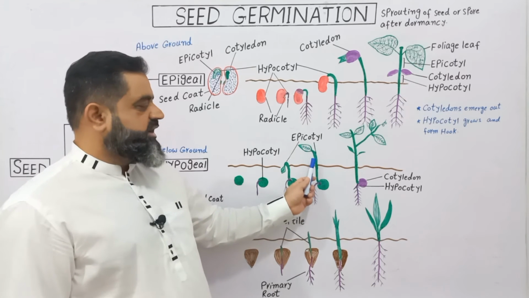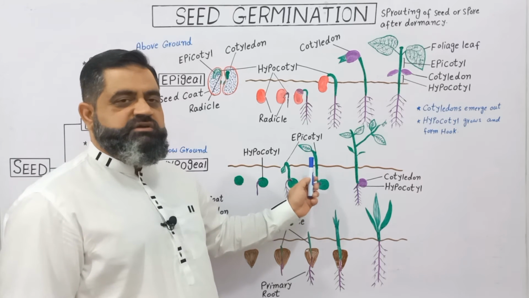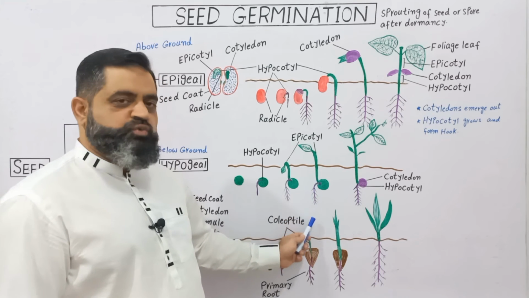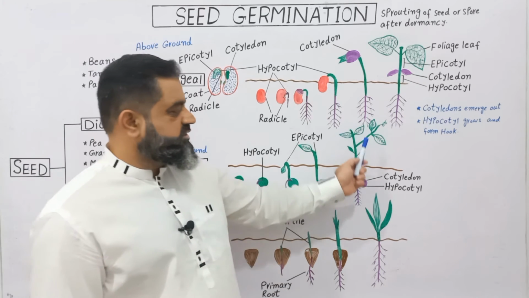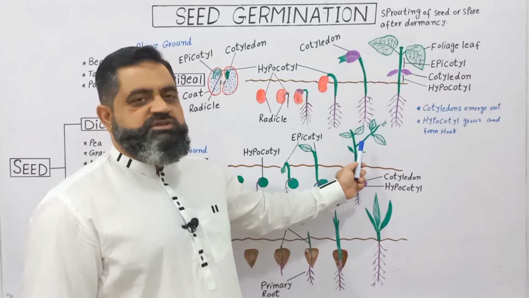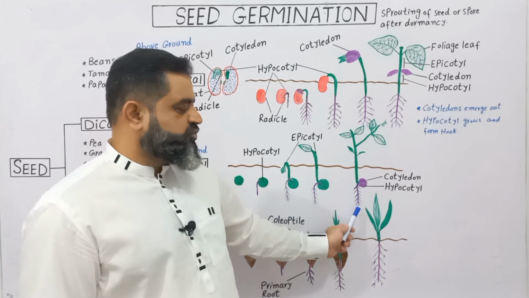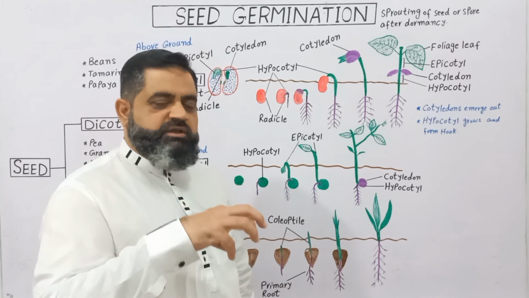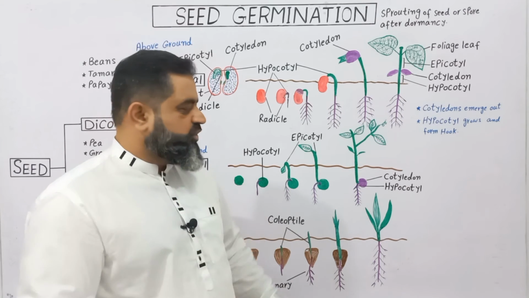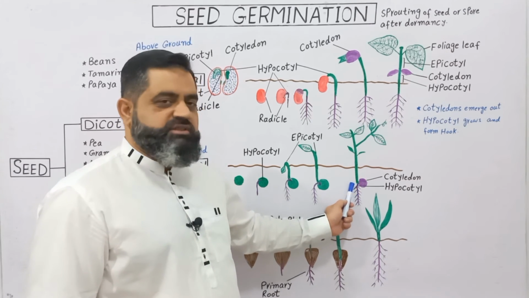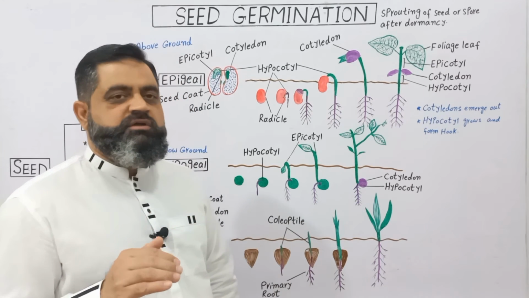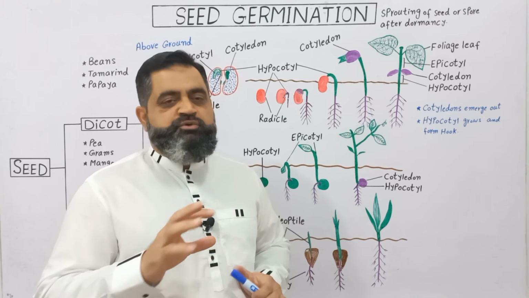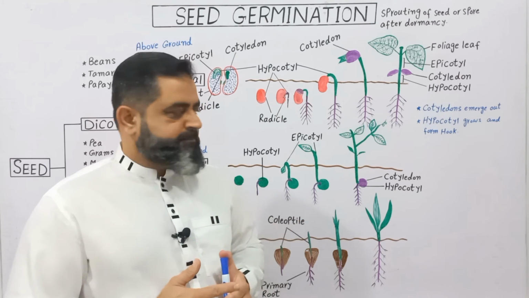The epicotyl elongates and starts producing leaves, and the radicle starts developing roots into the soil. In this diagram you can see that the shoot has developed, which is producing leaves, and the root is also developing underground, while the cotyledons remain inside the soil, and the hypocotyl is also inside the soil. The cotyledons, after the food has been used, decompose with the help of bacteria.